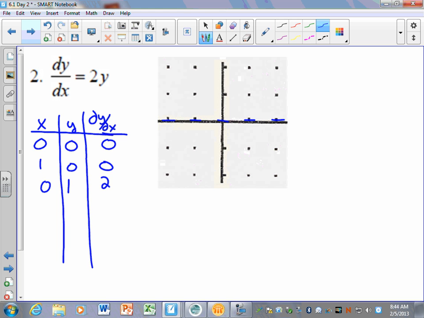Could I go ahead and say, I can do one more here, 1, 1. Y is still 1, so it's still going to be 2. When y is 1, which would be this whole column, row, do you agree that the slope is always going to be 2? How's a slope of 2 going to compare to a slope of 1 that we graphed last time? It's going to be steeper.